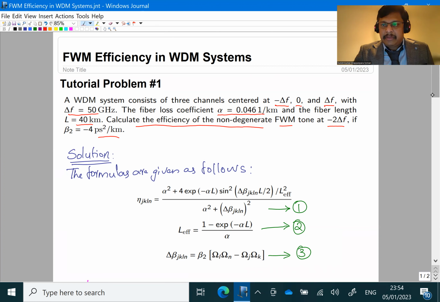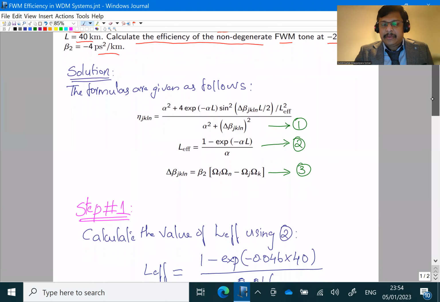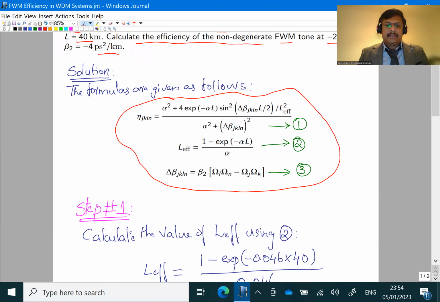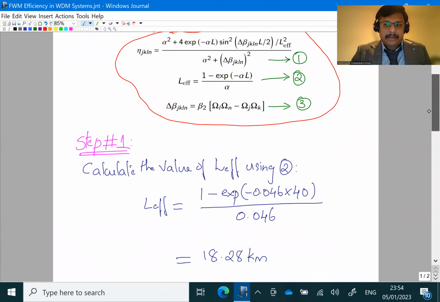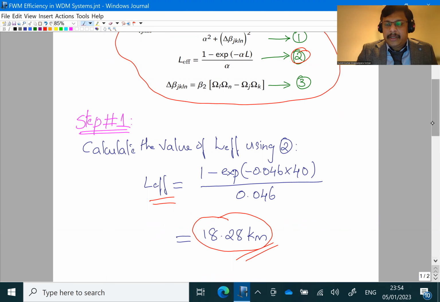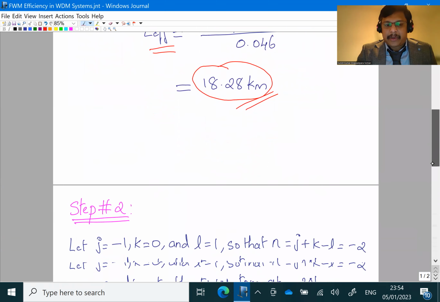So given this question and parameters, we can use this set of equations we have already seen in the previous slide. Using this equation, we can calculate the efficiency of four-wave mixing. So step 1 is we need to calculate the value of L effective, by substituting the attenuation parameter alpha in equation number 2. We can compute the L effective as 18.28 kilometer.